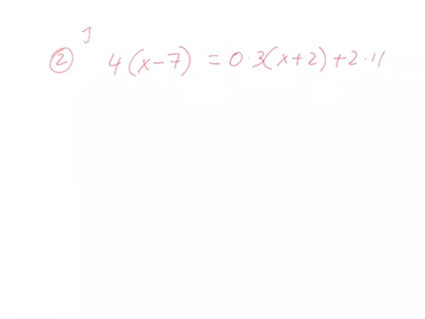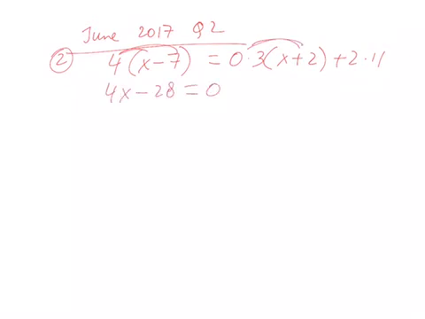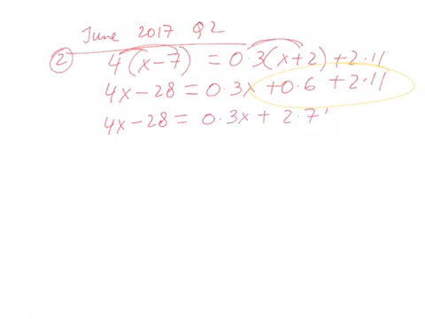Okay. Next question. So we have this equation 4x minus 7 is equal to 0.3 x plus 2 plus 2.11, right? And this is June 2017 question 2. Let's distribute, right? So we get 4x minus 28, 0.3x plus 0.6 plus 2.11. We see like terms, let's add them. 4x minus 28, 0.3x plus 2.71, right?